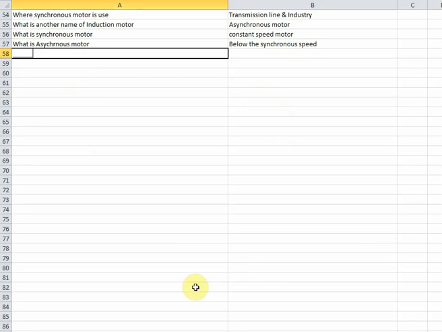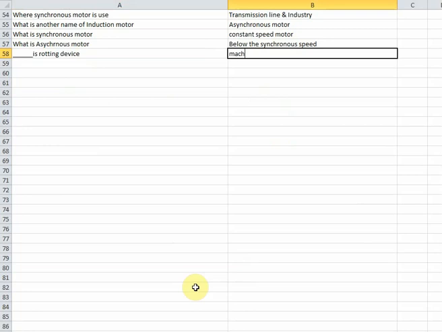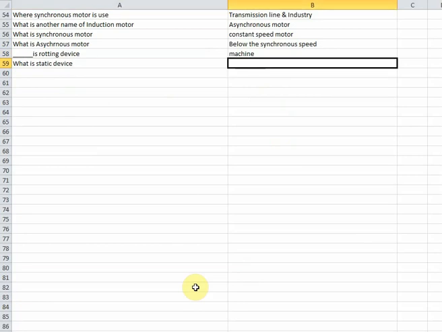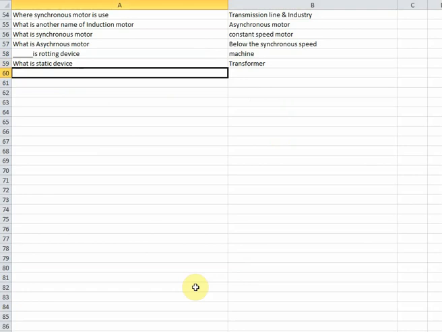Machine is a rotating device. What is a static device? Static means what? It is a constant device, it does not rotate. Transformer, that does not rotate.